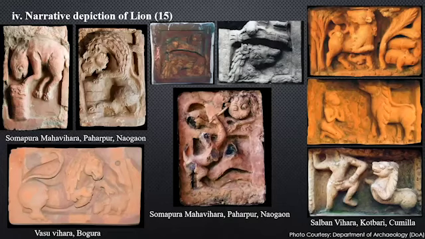Next one is narrative depiction of lion. 15 terracotta plaques have been found in Mahasthangarh, Mainamati, and Paharpur, where the lion is representing different stories. 3 terracotta plaques show a lion and lioness looking at their own faces over a well.